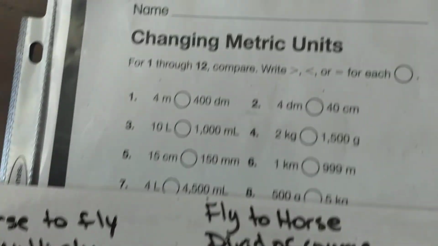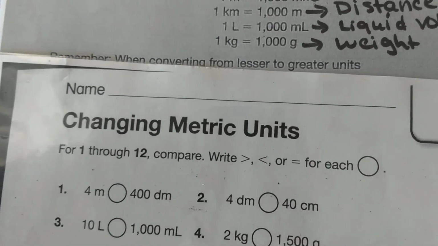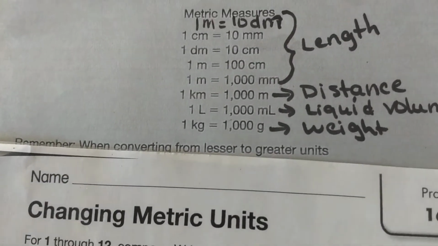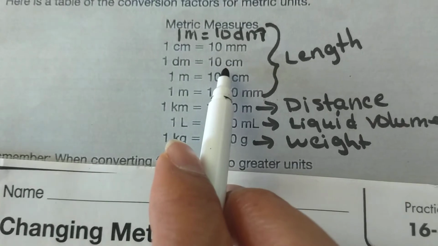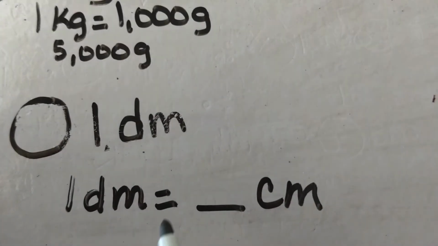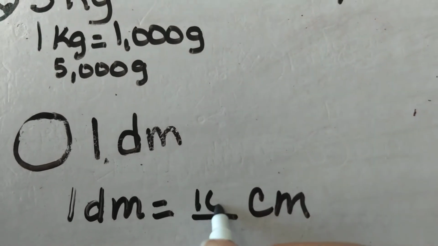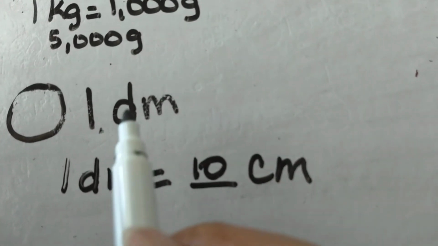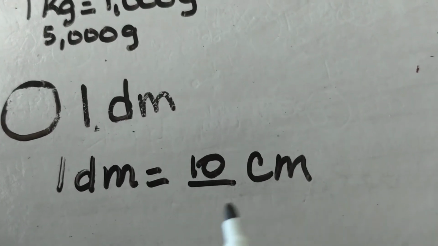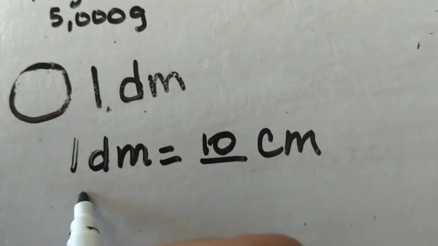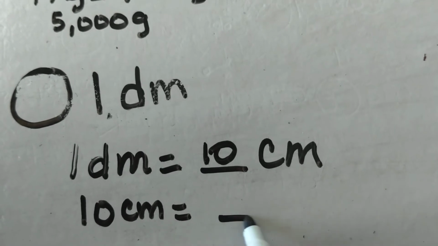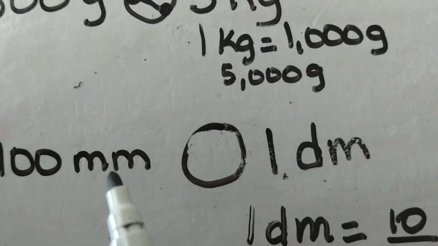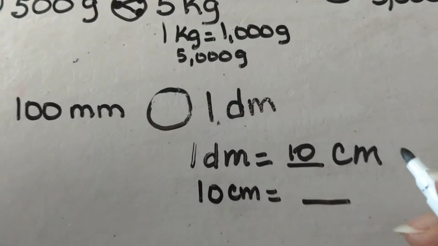Look at your chart. What does it say about decimeters and centimeters? Here it is right here. 1 decimeter equals what? 10 centimeters. And some of you already knew that, so I just simply put a 10, right? So now I've gone from decimeters to centimeters. Now I want to take that 10 centimeters, and I want to find out, you guessed it, how many millimeters it would equal.